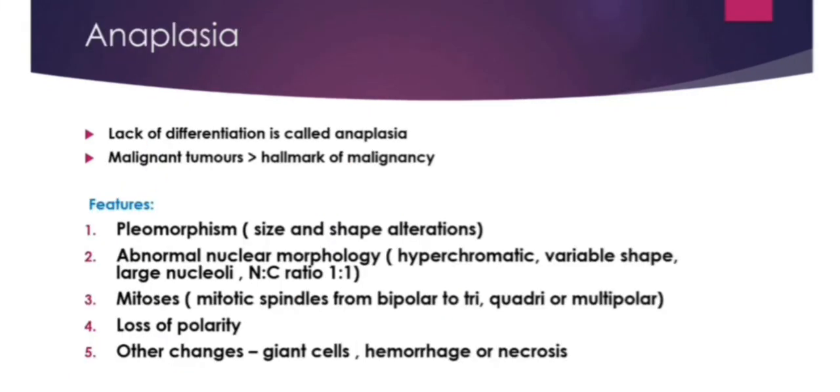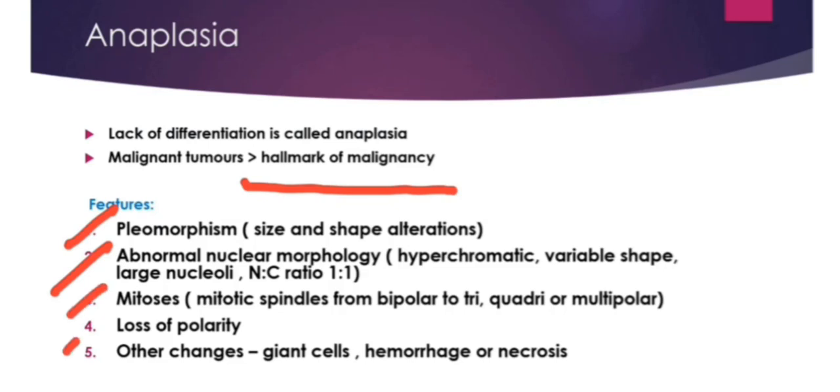Anaplasia. Anaplasia means lack of differentiation. That means there will be very poor differentiation. And as we have discussed before, malignant tumors have very poor differentiation, so we can say that anaplasia is a hallmark of malignancy. But how do we get to know that an anaplastic cell is poorly differentiated from the normal cell, or that it has more difference? There are some features of anaplasia. Those are pleomorphism, abnormal nuclear morphology, mitosis, loss of polarity, and other changes.